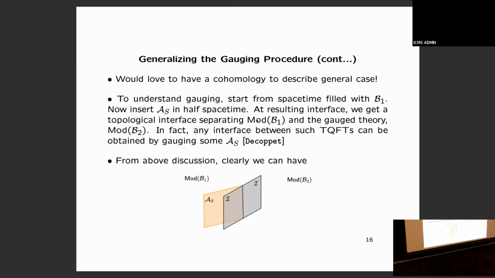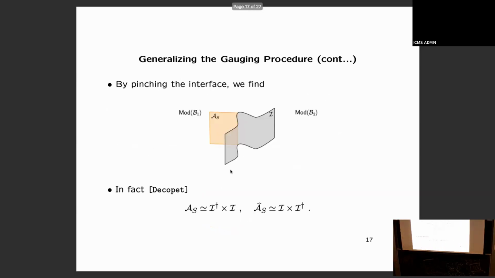And so what that means is that these AS surfaces are, of course, allowed to end on this interface I, right? Because I've constructed this part of the spacetime by summing over AS. So that should hopefully be intuitive.